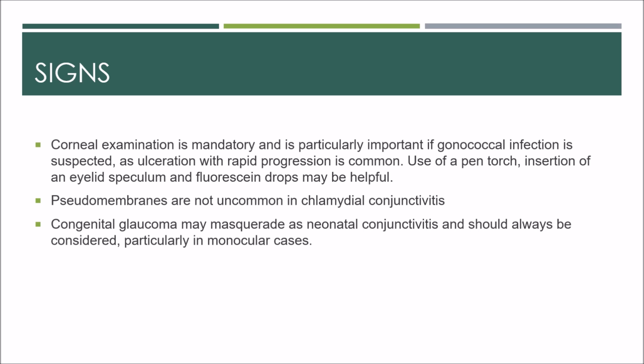Corneal examination is mandatory and is particularly important if gonococcal infection is suspected, as ulceration with rapid progression is common. Use of a pen torch, insertion of an eyelid speculum, and fluorescein drops may be helpful. The latter may facilitate identification of a dendritic or geographical epithelial lesion that may be present in herpes simplex virus infection, in contrast to punctate epitheliopathy seen in older children with primary herpetic conjunctivitis.